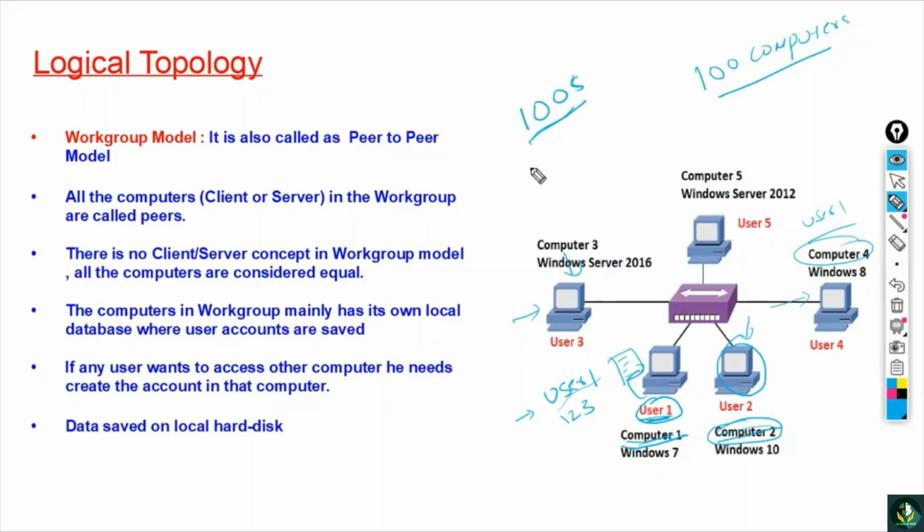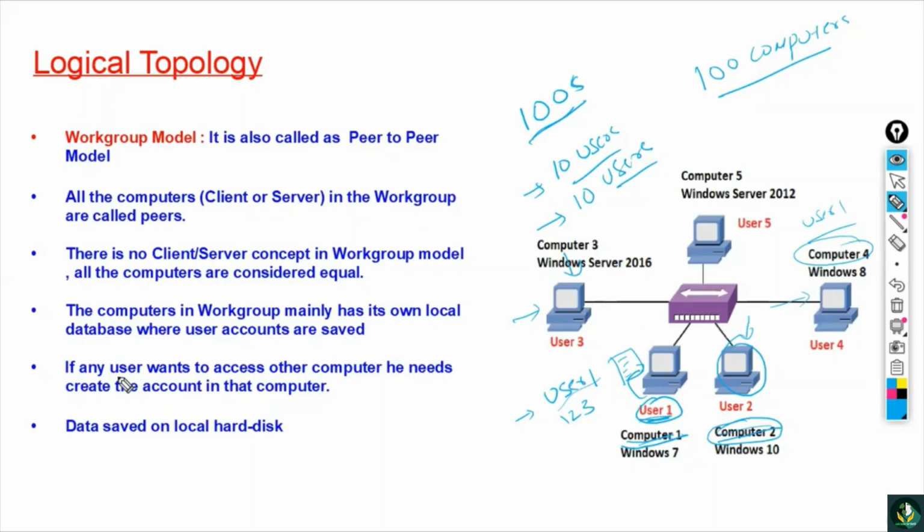After some time, let us say 10 users have resigned from the company. So again, you need to go to all the 100 computers and remove these 10 users from all the computers. Then 10 new users have joined the organization. So again, you will have to go to all the 100 computers and create 10 usernames and passwords for the new users. This is the problem with the workgroup model.